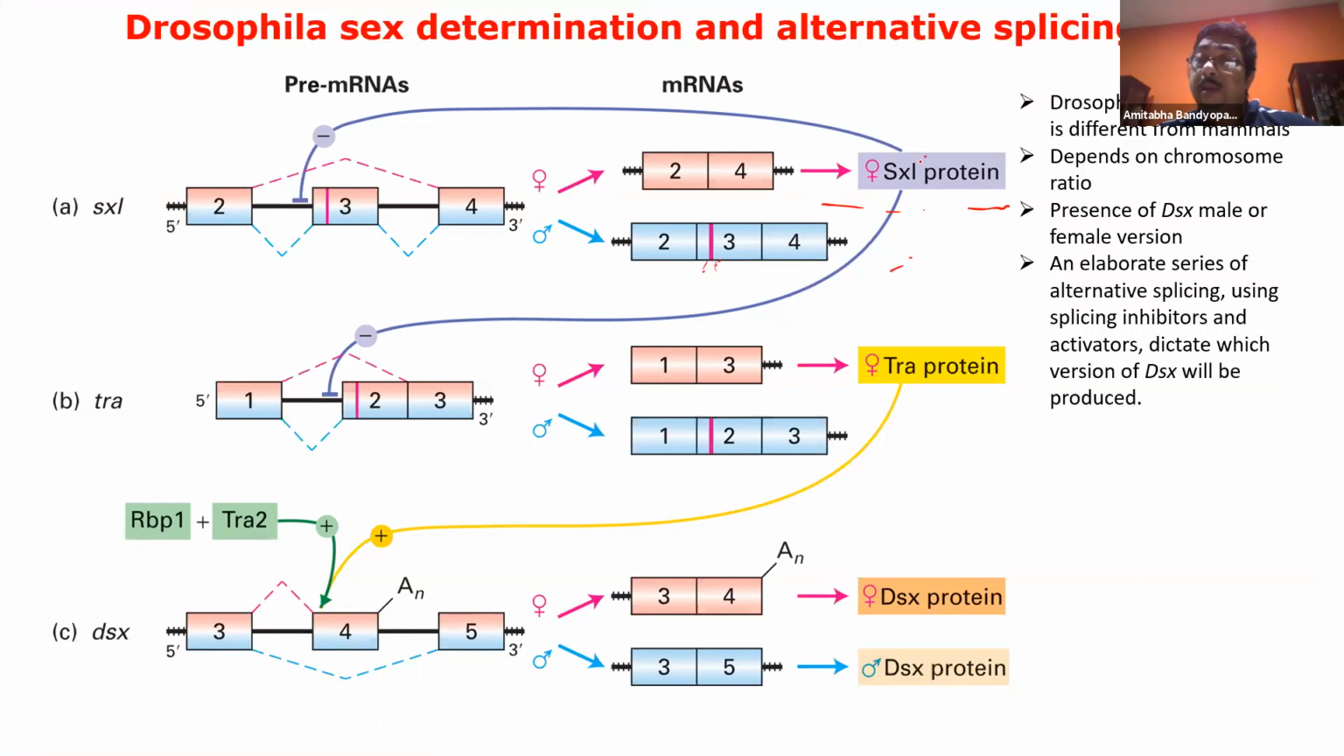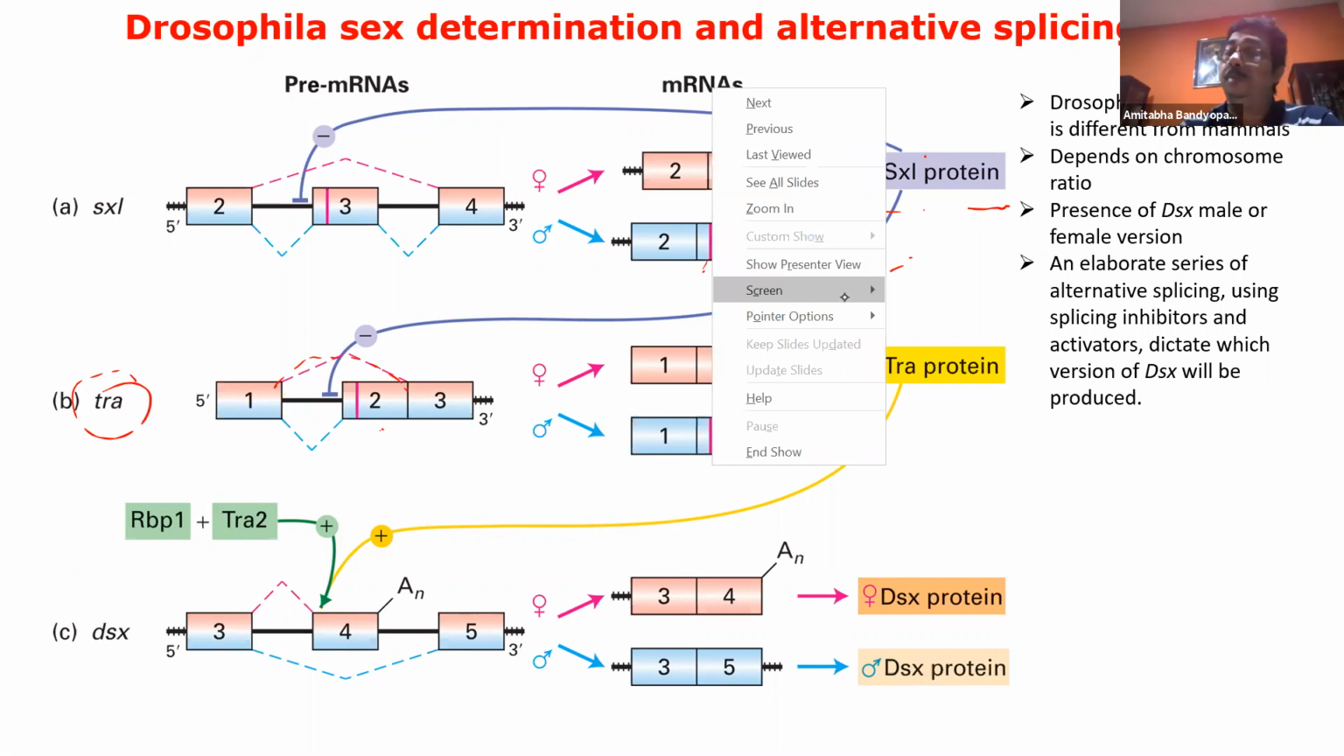Then this Sex lethal, for another gene called TRA, again does the same thing. It blocks splicing of exon 1 to exon 2, and instead, splicing happens directly with exon 1 and exon 3. But again, in males, exon 2 of TRA will be included. That has a premature stop codon, so TRA protein will also not be made.